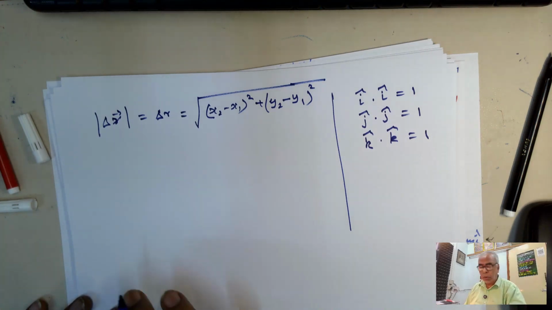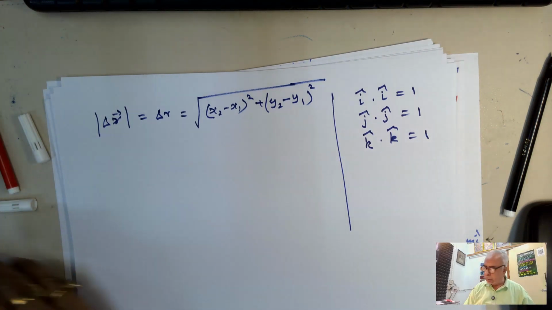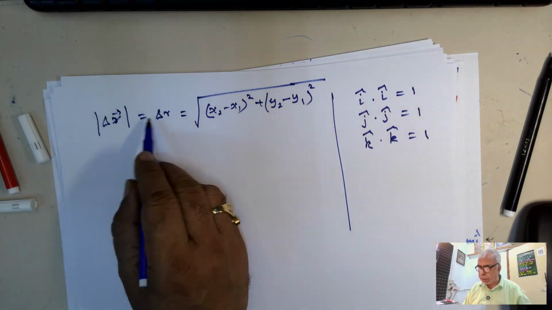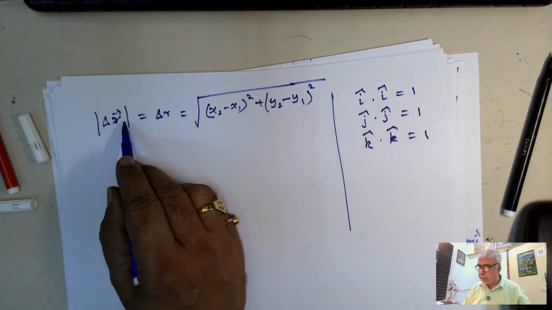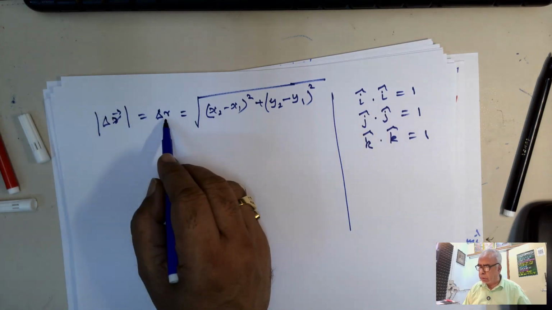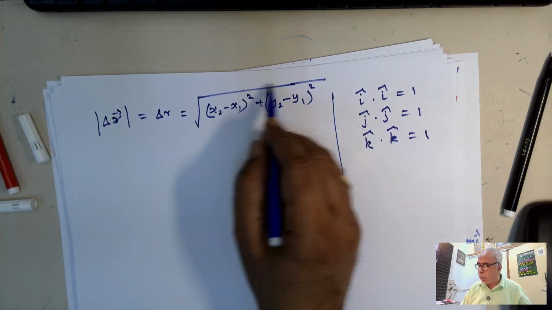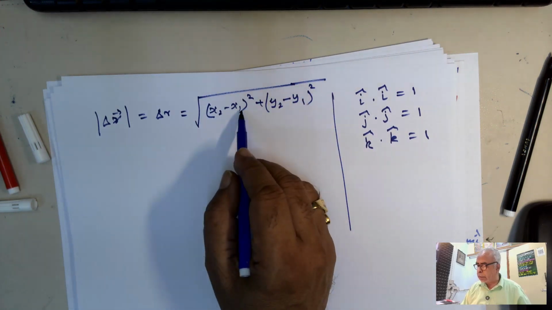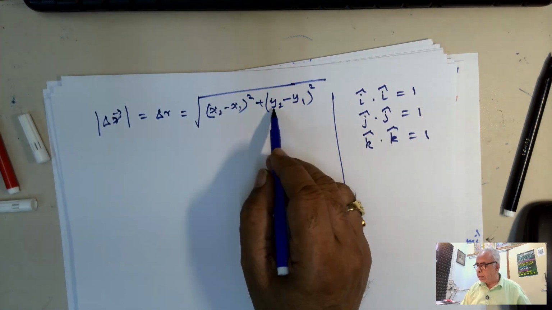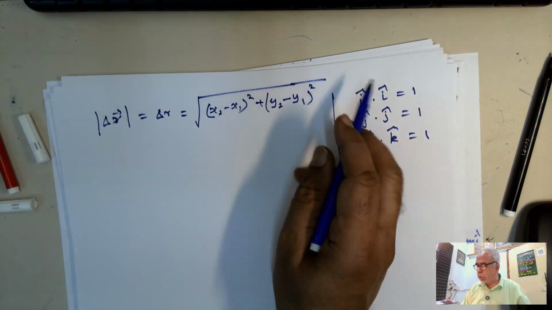So we have completed that delta R, which is nothing but the delta R vector modulus, that is the square root of x2 minus x1 the whole square plus y2 minus y1 the whole square.